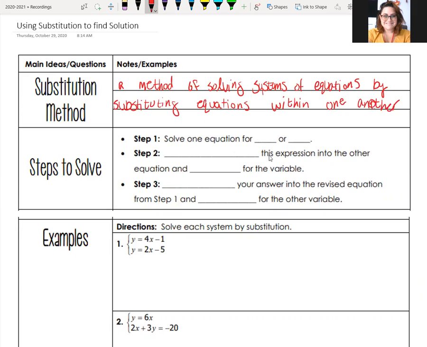Sounds like a slightly confusing definition, but I promise you it's a lot easier than it sounds. Step one would be to solve an equation for either x or y. When you do that, you will substitute that equation or the expression in and then solve for the other variable. And then again, step three, we're going to take that answer, substitute, and solve again.